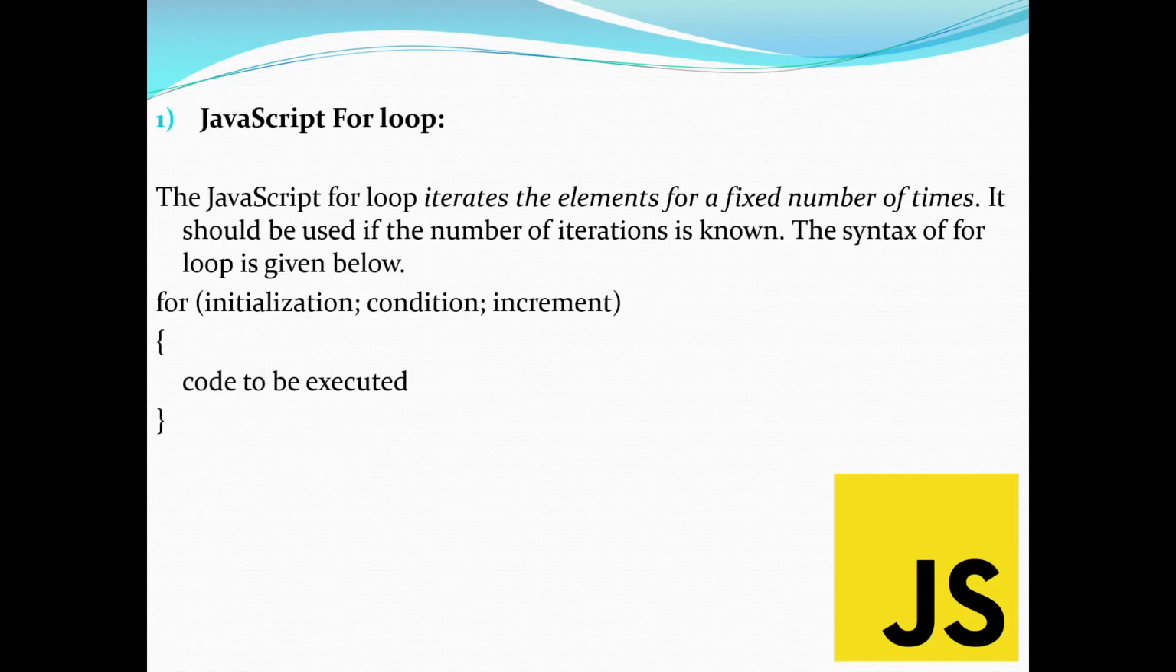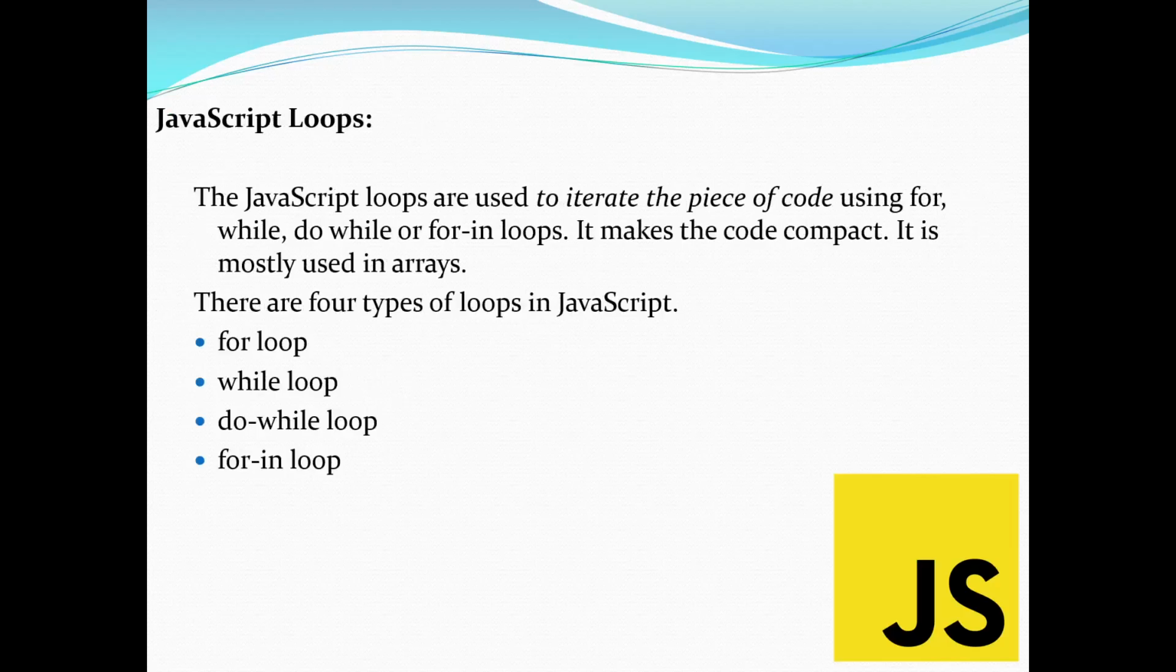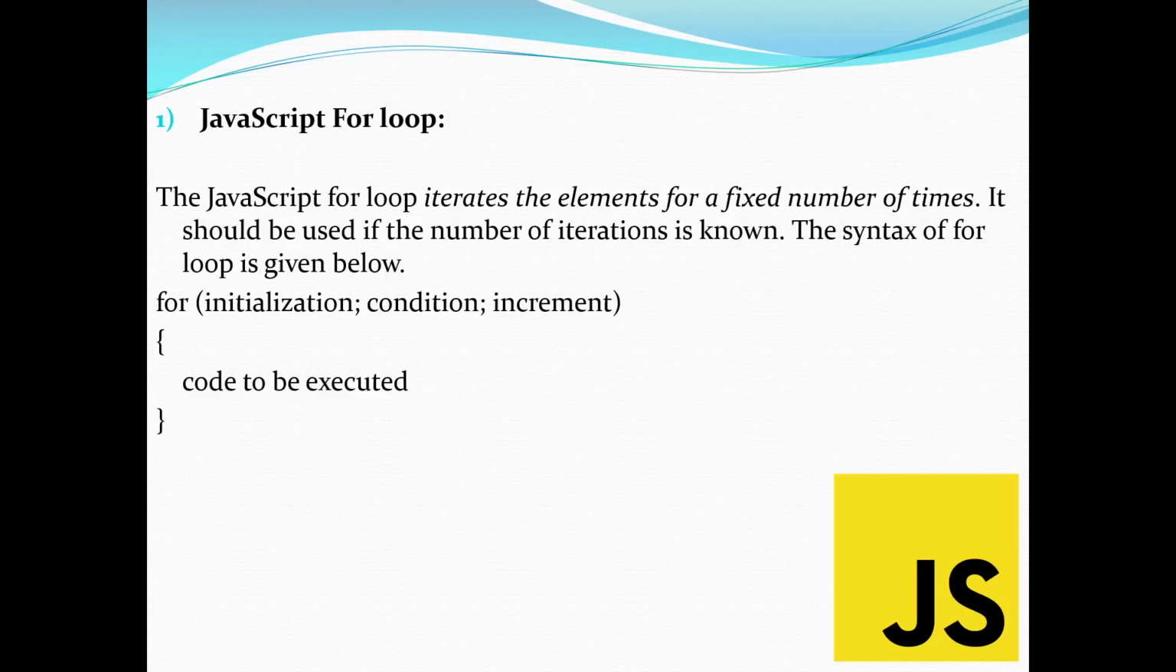For example, consider that you want to print your name 100 times. It is not practical to write the print statement 100 times. It takes a lot of time. To save your time, you can instead use a loop to print the statement 100 times with just a few lines of code. The first loop is the for loop.